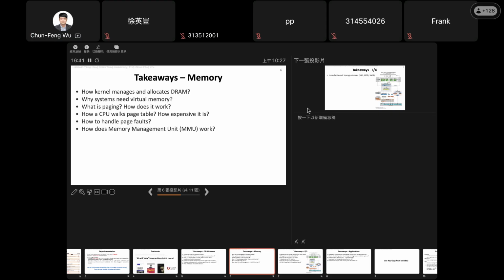Actually, the memory part will be highly related to the CPU itself. For example, when we learn about page table walking in undergraduate, in most cases we don't really learn in what scenarios you would walk the page table, and how the CPU really walks it. Because we only focus on Linux, this time we'll explore in more detail how the CPU really walks the page table, what the hardware looks like, and how expensive it is. Also, if there are page faults, how does the CPU handle a page fault, and how does the memory management unit, the MMU, work?